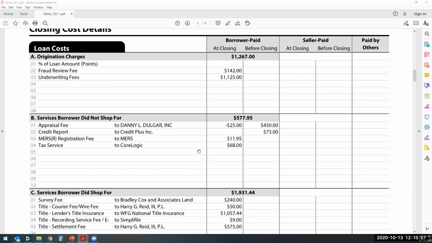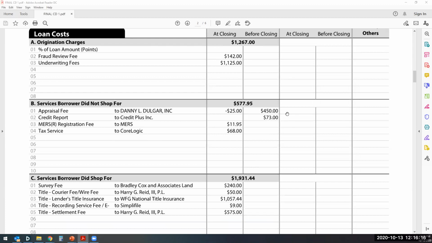Okay, so we have the MERS registration fee and the tax services. This is all just to pull reports, okay? So we're pulling the transcripts, and we have another report that is called the fraud report. All those types of reports are in there. Now, the credit report is charged upfront with the appraisal fee.